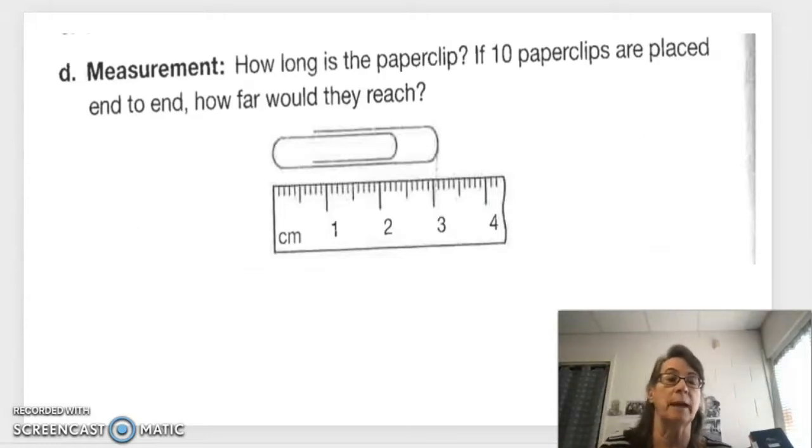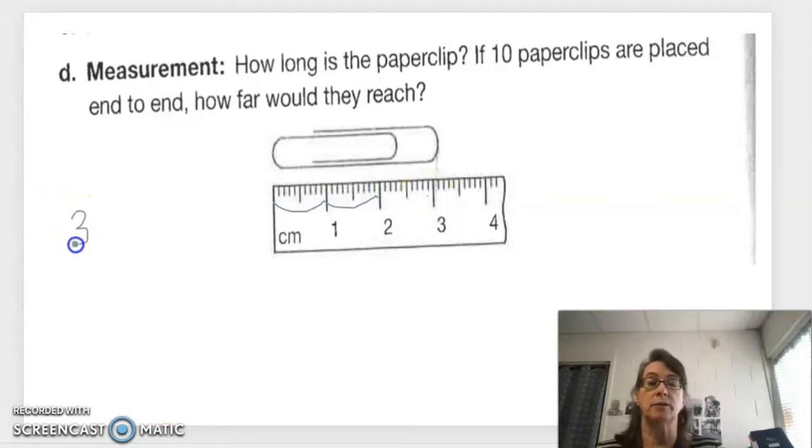Measurement. How long is the paper clip? If 10 paper clips are placed end to end, how far do they reach? So basically we have 1, 2, 3 centimeters. So the paper clip is 3 centimeters long. And then we're going to take 10 paper clips. So we take 10 times 3. So that would be 30 centimeters.